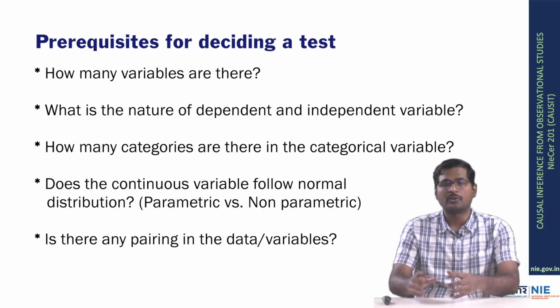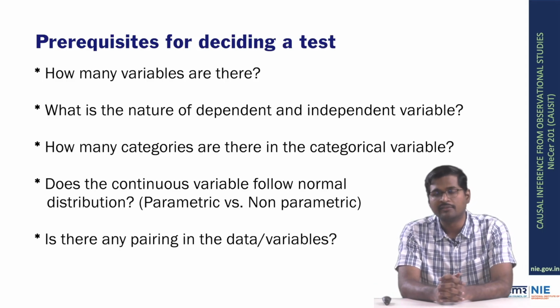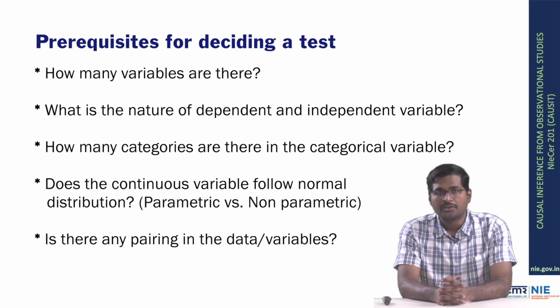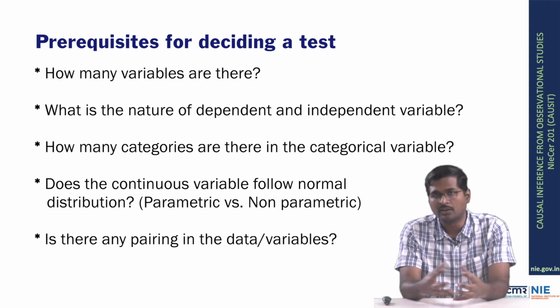So these are some of the questions you will need to ask yourself in order to select an appropriate statistical test. The first question is, how many variables are there in a given situation? You might have one exposure variable and one outcome variable. For example, you might have the smoking status as well as the disease status.